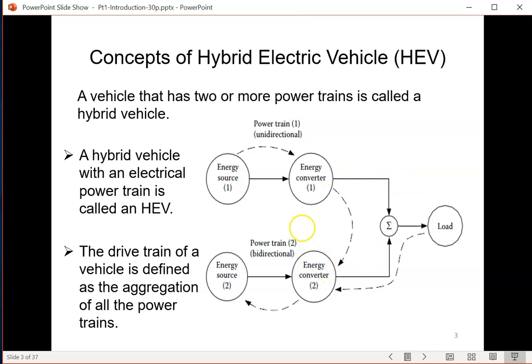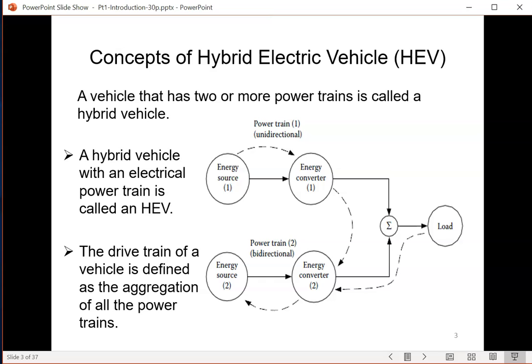And as you can see on the diagram here, we have energy source number one, but that source, whatever that source is, needs to be converted into the mechanical power that drives the vehicle. Then you have a second source. Again, that could be electrical, it could be mechanical or some other form. Again, that needs to be converted into mechanical power to drive the vehicle.